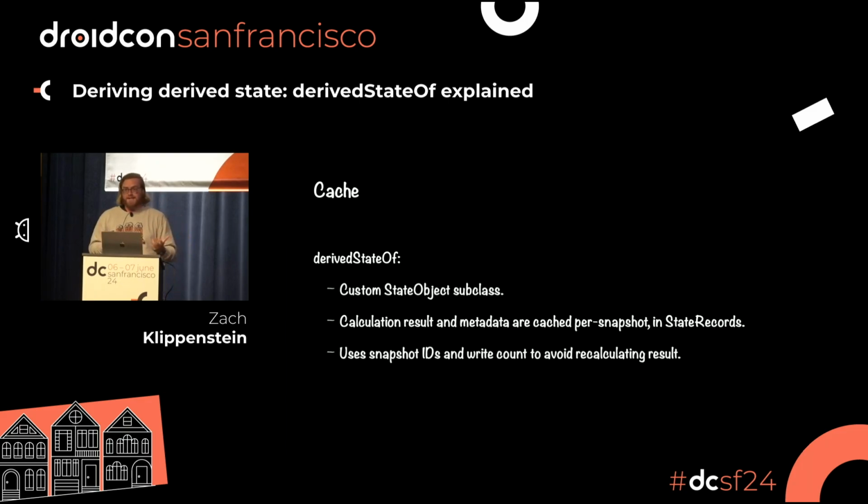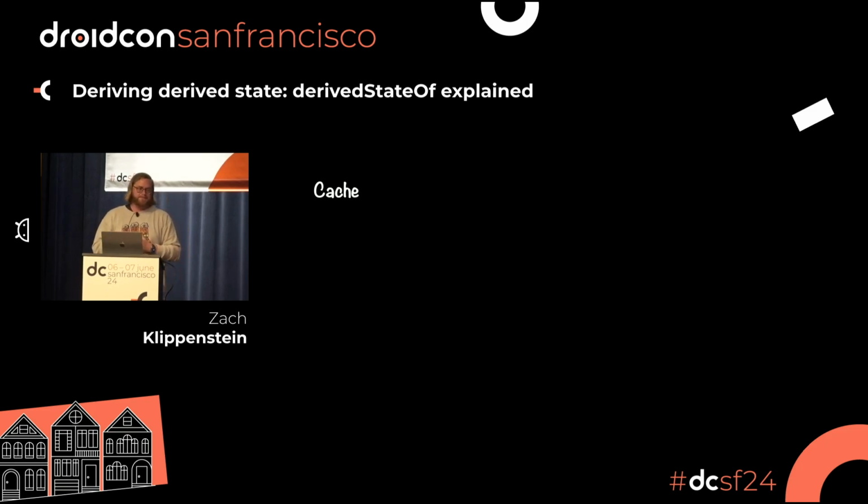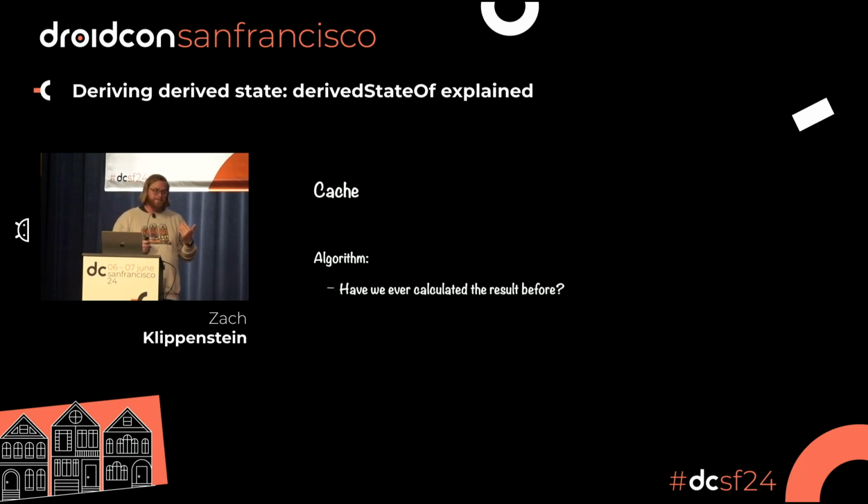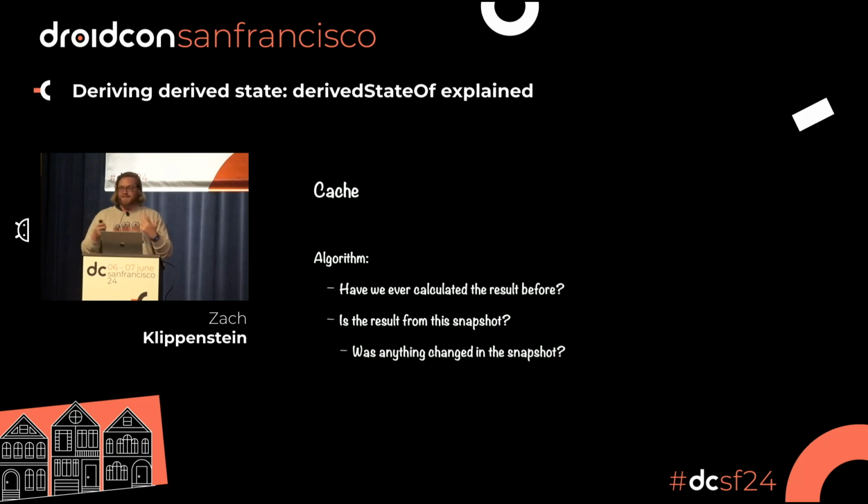It uses snapshot IDs and something called the snapshot write count to avoid recalculating the result, to know if it has to even try to recalculate the result. The algorithm looks like this. So when you ask a derived state for its value, we first check, has the calculation ever been run? If it hasn't, well, then obviously we have to run it. If it's been run before, then we look at the current snapshot and our metadata and check, did we ask the derived state already for its result in this snapshot? If we did, has anything changed in the snapshot?